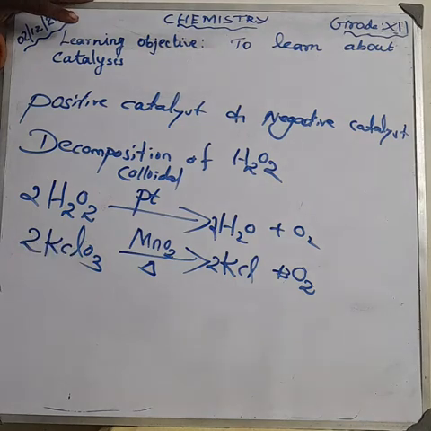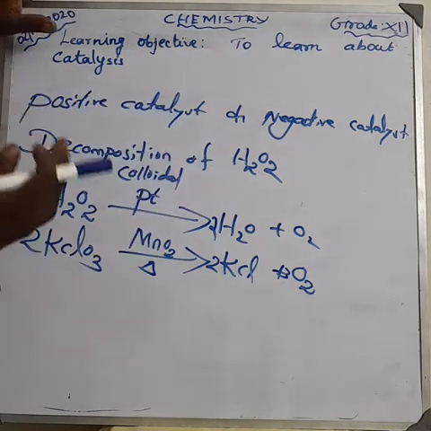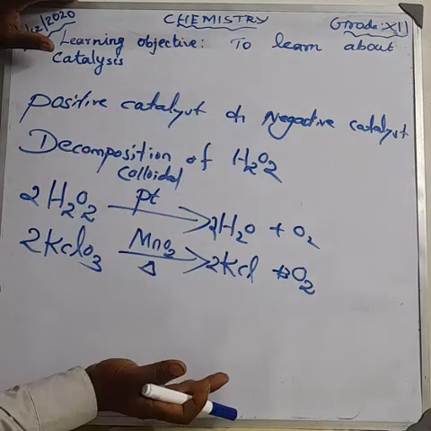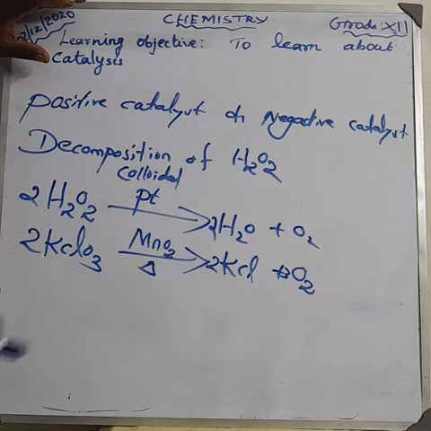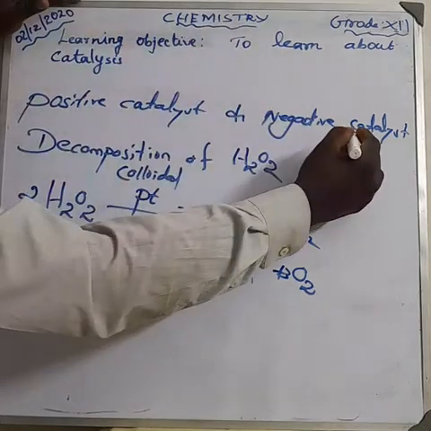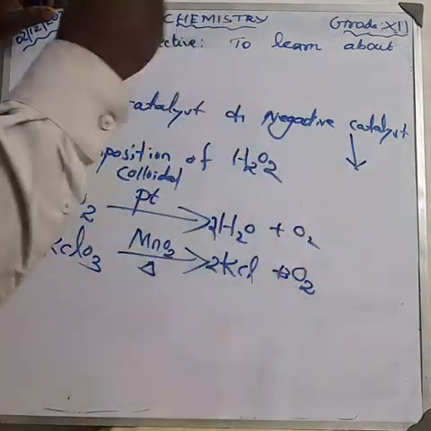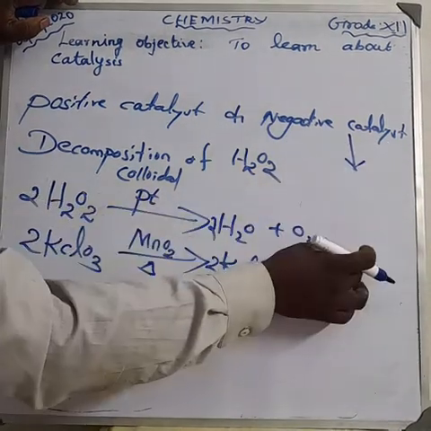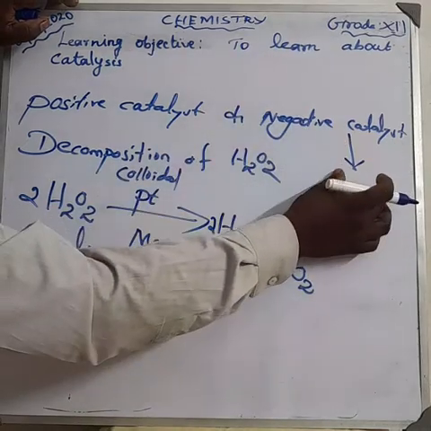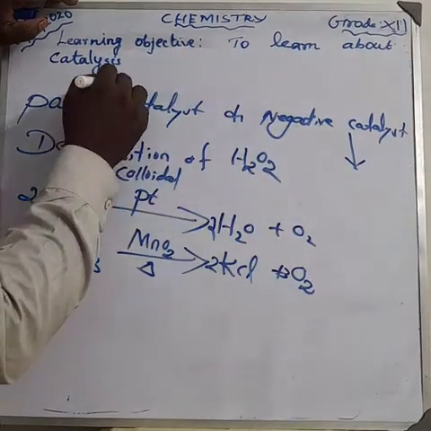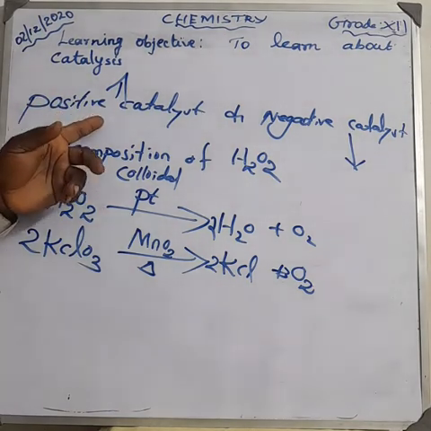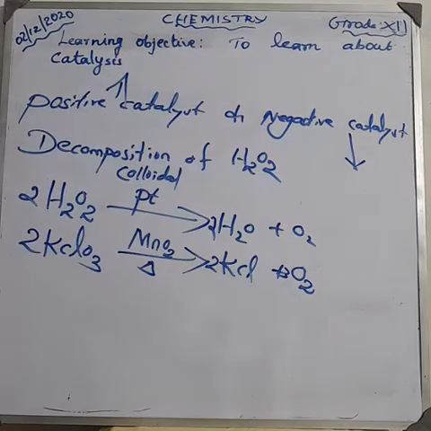Anyhow, what is the definition for negative catalyst? It slows the reaction. That means the rate of the reaction decreases in the presence of the catalyst. When we add a substance that increases the rate of the reaction, it is positive. Decreases means negative, and increases means positive.